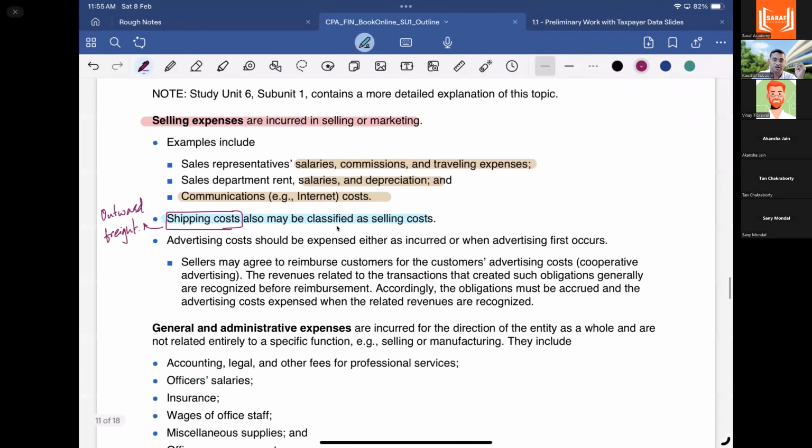Advertising cost and all these things again should be expensed either as incurred or when advertising first occurs, right? So sellers may agree to reimburse customers for customers' advertising costs. The revenues related to transactions that created such an obligation are generally recognized before reimbursement. Okay, so it's a simple thing over here.